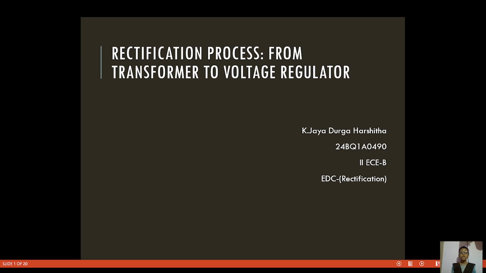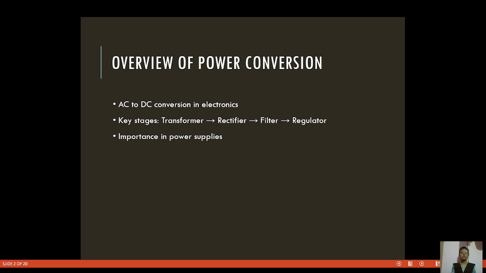Today my EDC seminar topic is the fundamental process in electronics, which is nothing but the rectification process, from the transformer all the way to the voltage regulator. This journey is very essential for understanding how we convert AC, which is alternating current, to usable direct current for electronic devices. So let's begin with the power conversion.